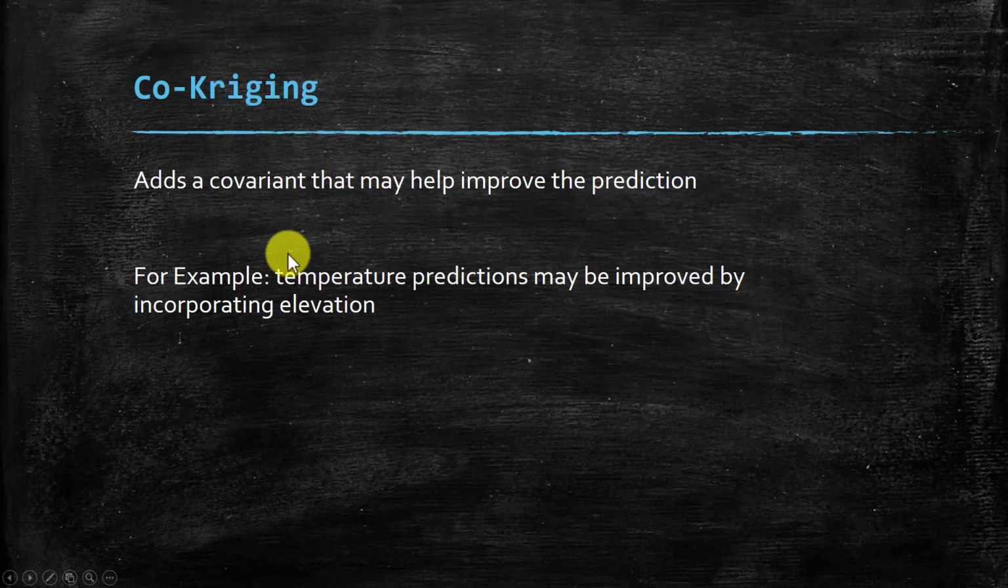So you're not just making use of your point measurements and the global trends and the local spatial autocorrelation, you're also making use of a covariate that could potentially improve the model. So for example, temperature predictions may be improved by incorporating elevation.